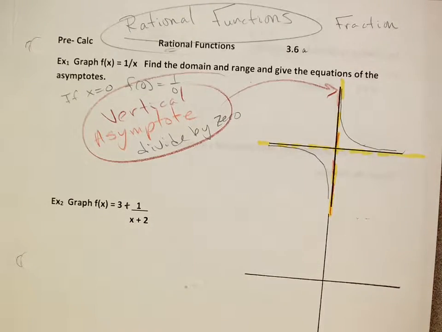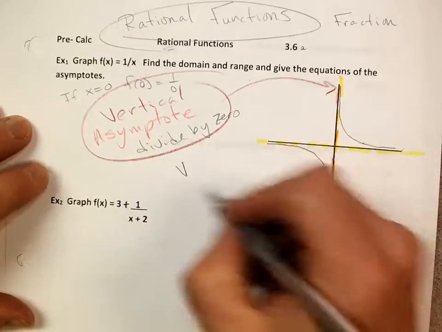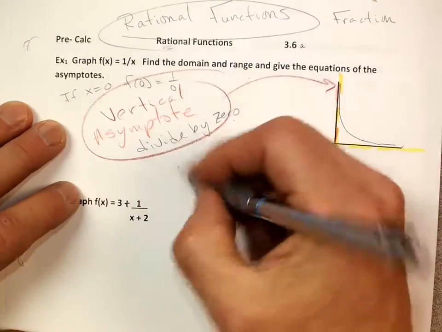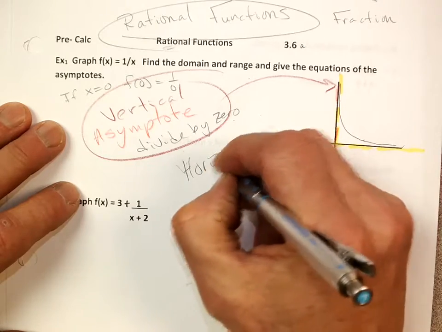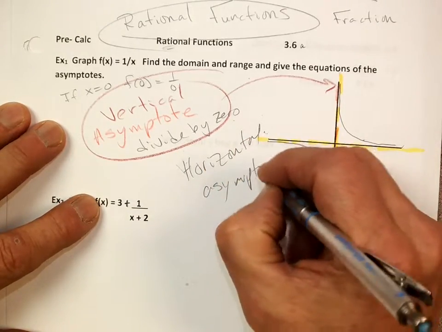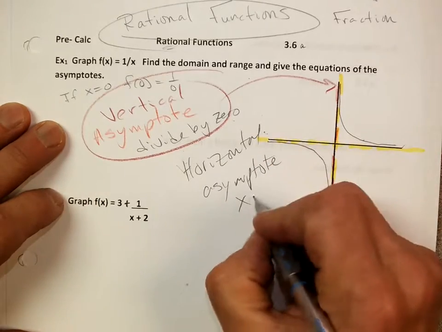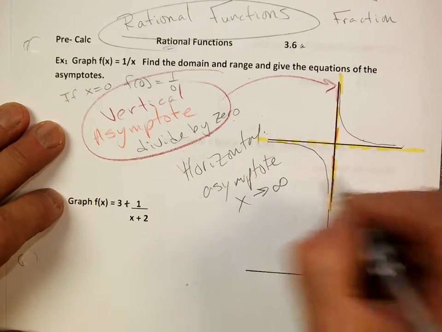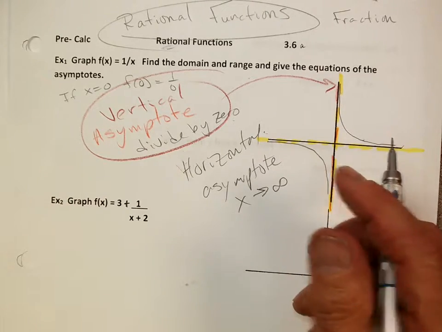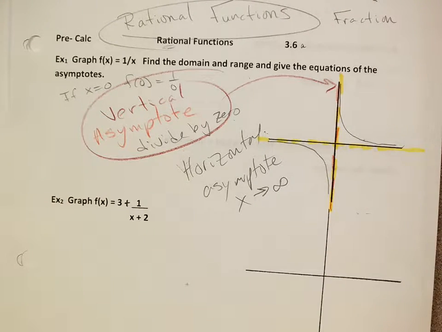And then we have a vertical asymptote also. Okay, so we've got a vertical asymptote. Horizontal, I'm sorry. We have a horizontal asymptote, and that is when x approaches infinity and the value of y levels off. We're not going to say 0 because at some point it becomes something, but it levels off, okay?